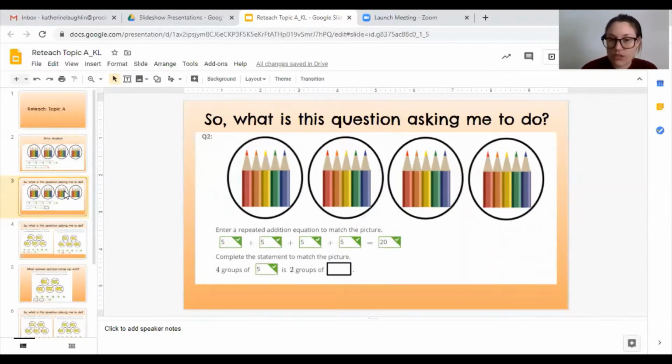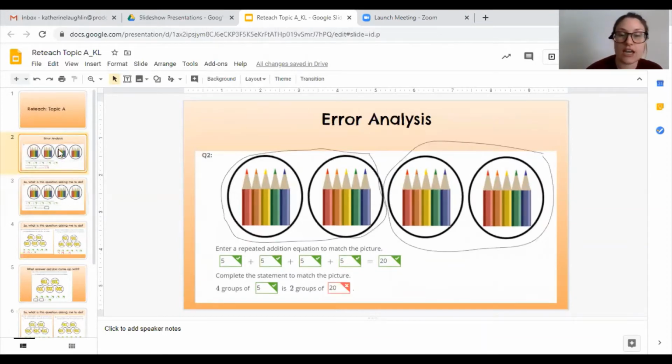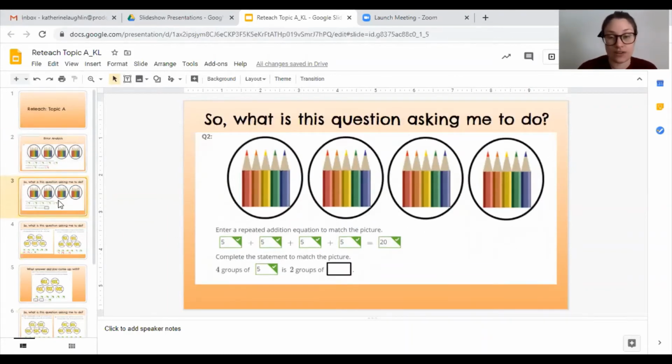So the question is asking me, if I split this into 2 equal groups instead of 4 equal groups, how many pencils would there be? There would be how many? Yep, there would be 10. Because if we are looking at 2 equal groups, there are 10 colored pencils in each one. Hopefully that makes sense. If not, we're going to look at another problem just to make it more clear.